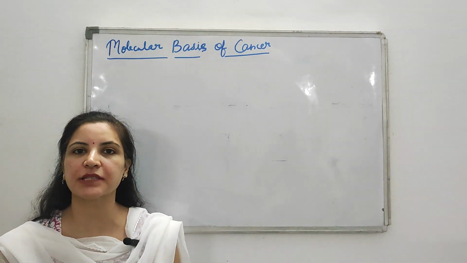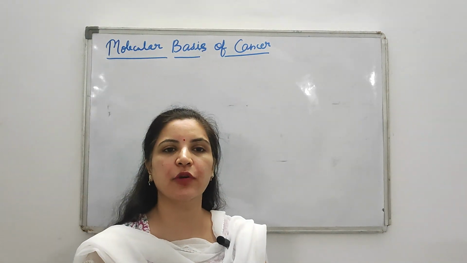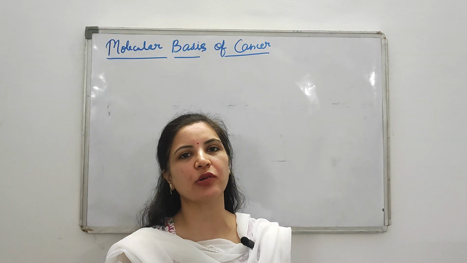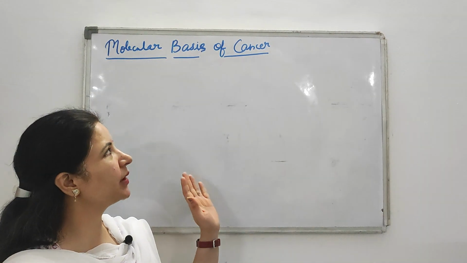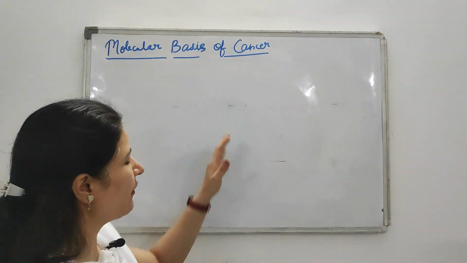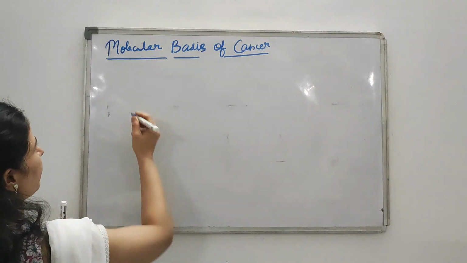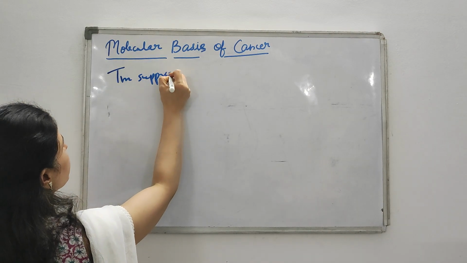So today's topic of discussion is the molecular basis of cancer. In the previous video, we discussed how proto-oncogenes develop into oncogenes. If you haven't watched that video, please go through it so that you can easily understand the concept. Today we will discuss the role of tumor suppressor genes in the development of cancer.